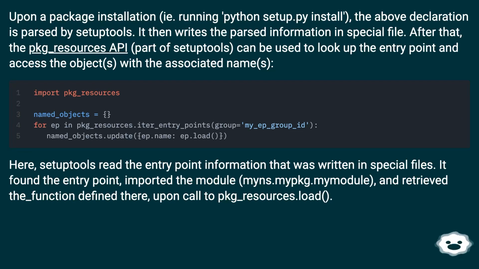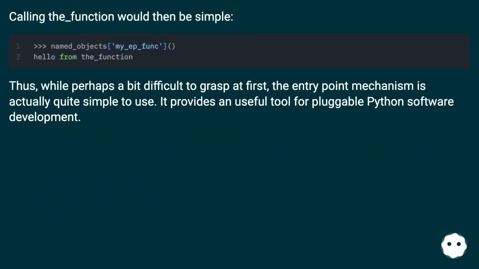Here, setuptools read the entry point information that was written in special files. It found the entry point, imported the module mines.mip.my_module, and retrieved the underscore function defined there, upon call to pkg_resources.load. Calling the underscore function would then be simple. Thus, while perhaps a bit difficult to grasp at first, the entry point mechanism is actually quite simple to use. It provides a useful tool for pluggable Python software development.